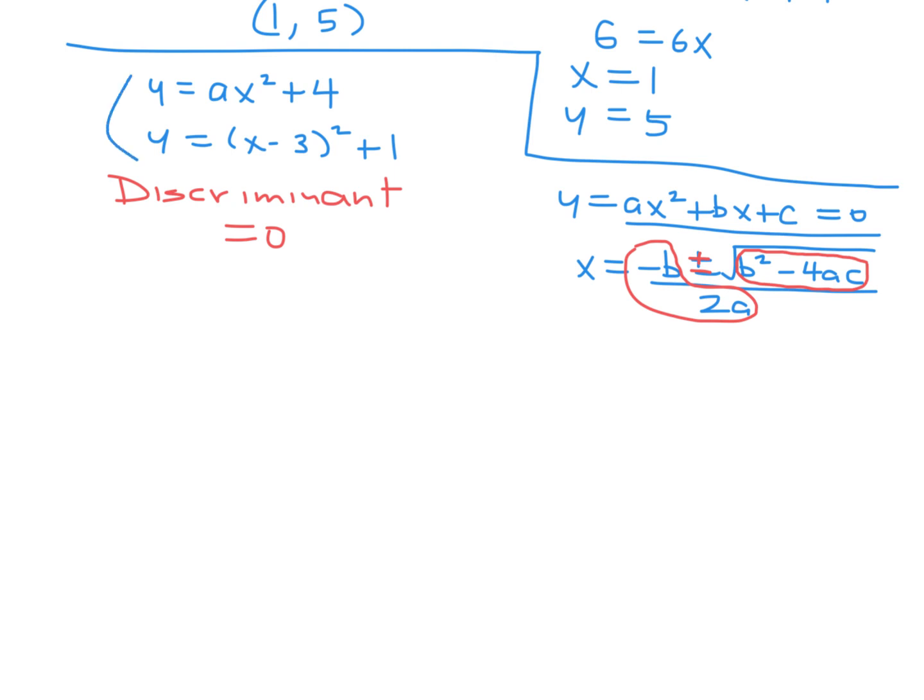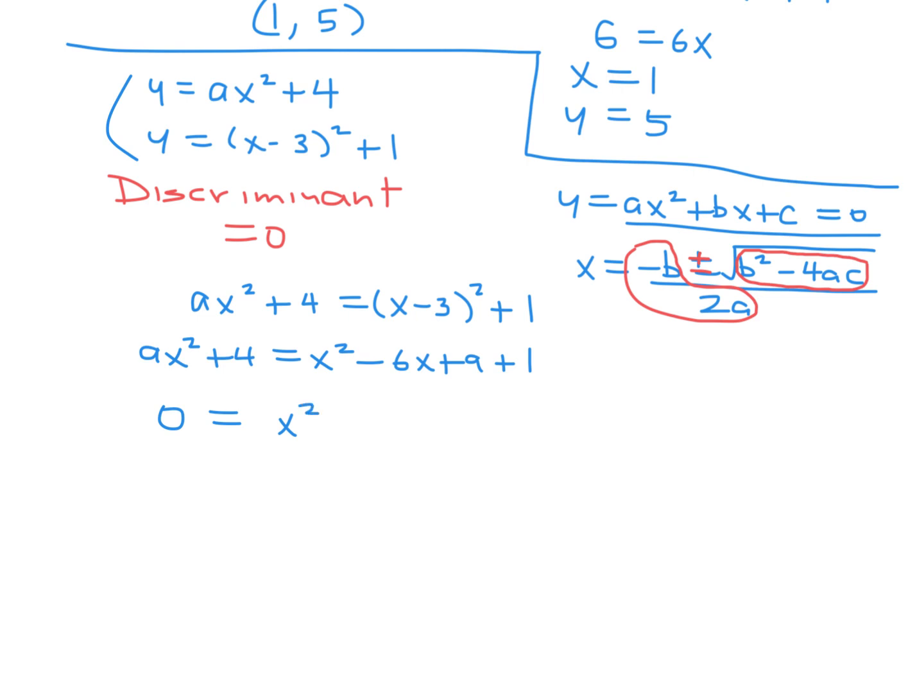So, solving these two, set them equal to each other. ax squared plus 4 is equal to (x minus 3) squared plus 1. All right, let's see here. Expand this out, I guess. ax squared plus 4 is equal to x squared minus 6x plus 9 plus 1. And then put everything on one side. I think that will make our lives easier. x squared minus ax squared minus 6x, and then all the numbers, I think, end up giving us a 6. And then this is (1 minus a) x squared minus 6x plus 6.